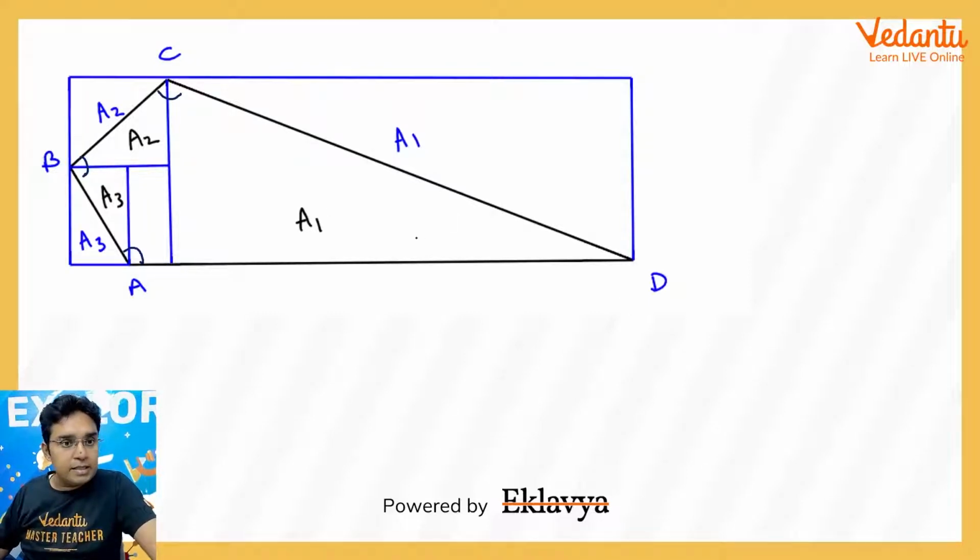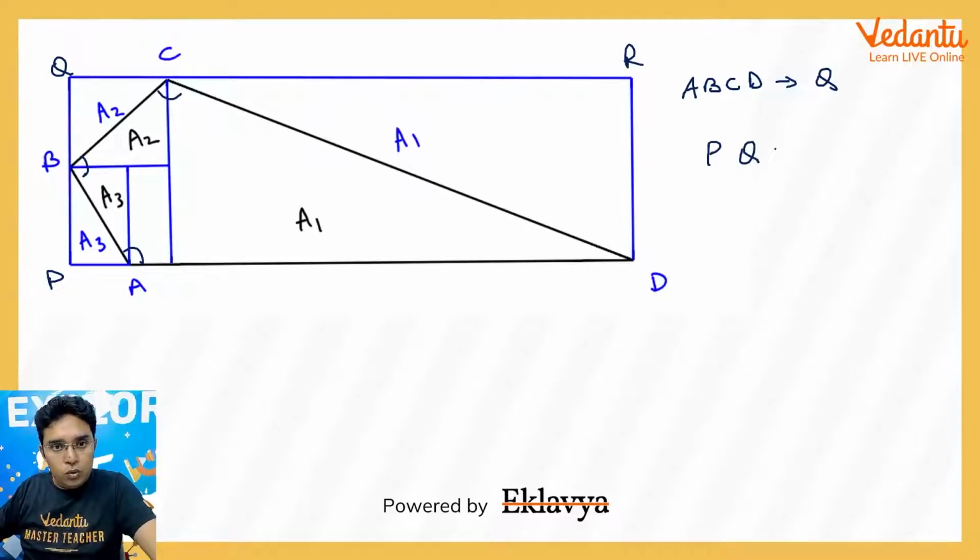I think in this case it is much easier. You can see this ABCD is the quadrilateral here, and let me call this PQRD as the rectangle.